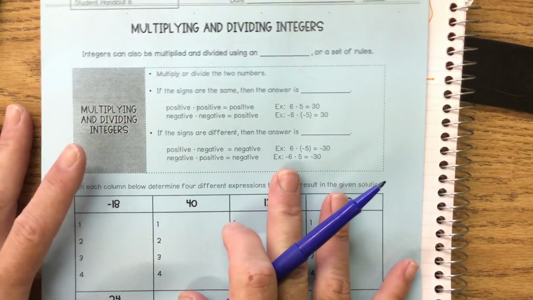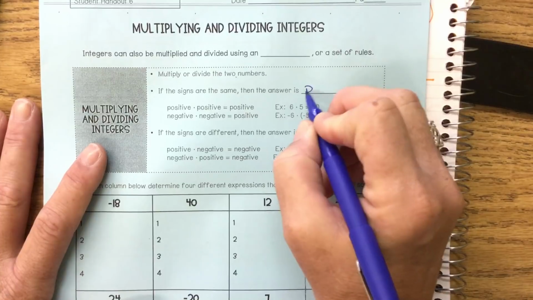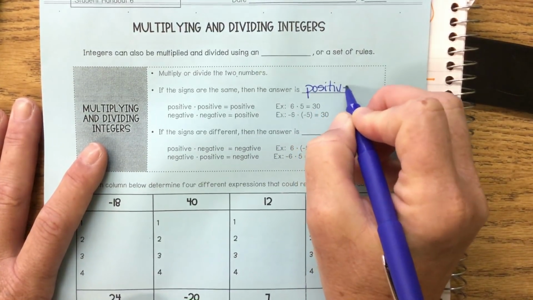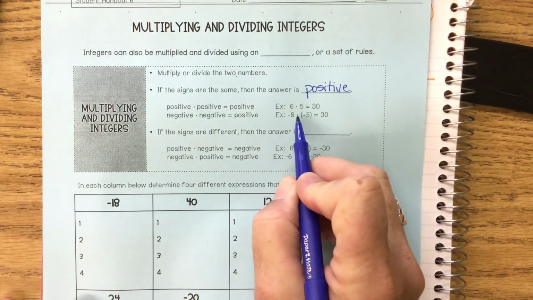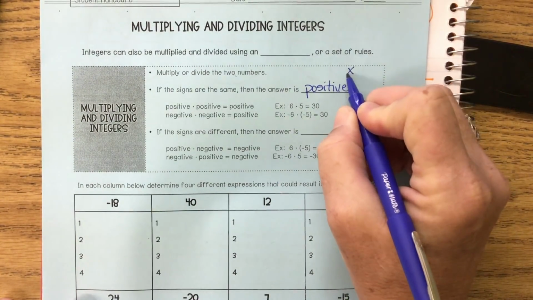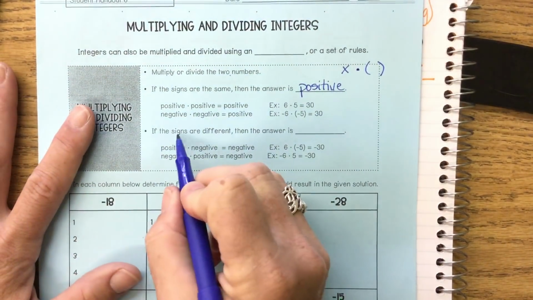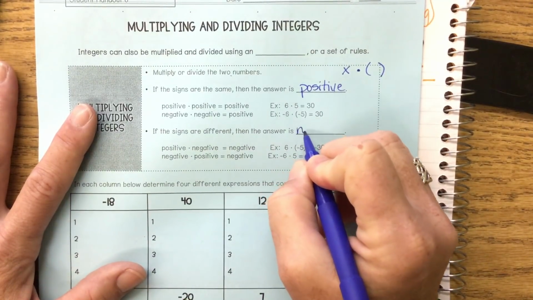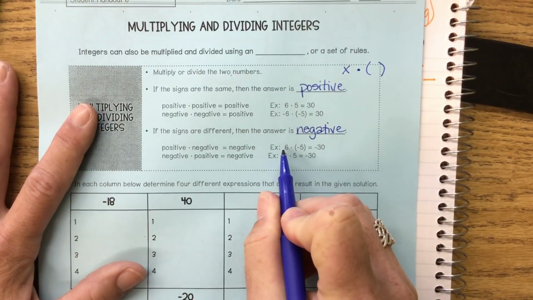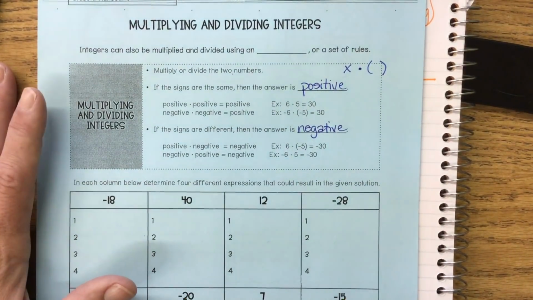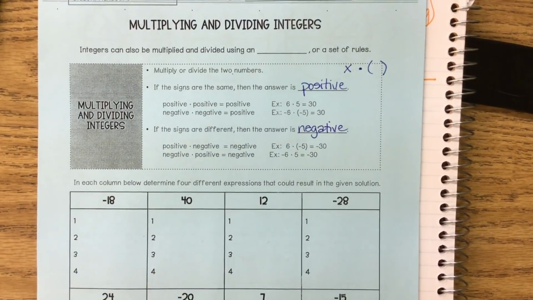This kind of reiterates what we were doing. Whenever you multiply or divide two numbers, if the signs are the same, then the answer is positive. And you can review, there's some examples, and remember that we can show multiplication with a dot or parentheses. All of those mean multiplication. If the signs are different, then the answer is negative. And remember, if you do not have a sign, it is always positive.